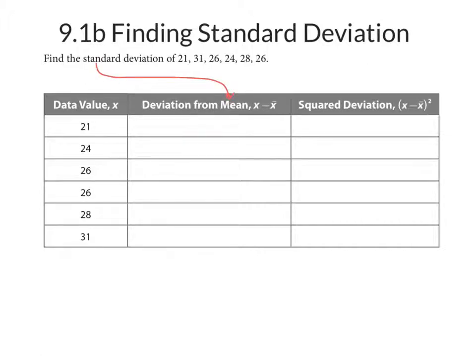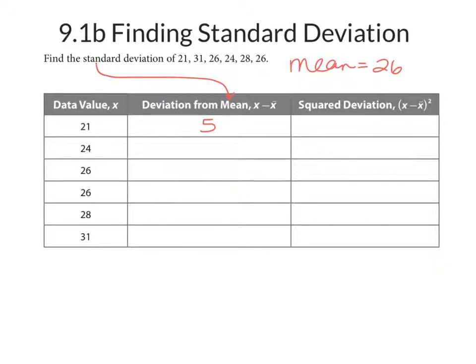All right, so the first thing I've done is I've found the average here, which means the mean. I added all these together and I divided by 6, and I got that the mean in this set of data is going to be 26. So the first thing we do is figure out how far each of the values deviates, as in how far away they are from the mean. So for example, 21 is 5 away from the mean.